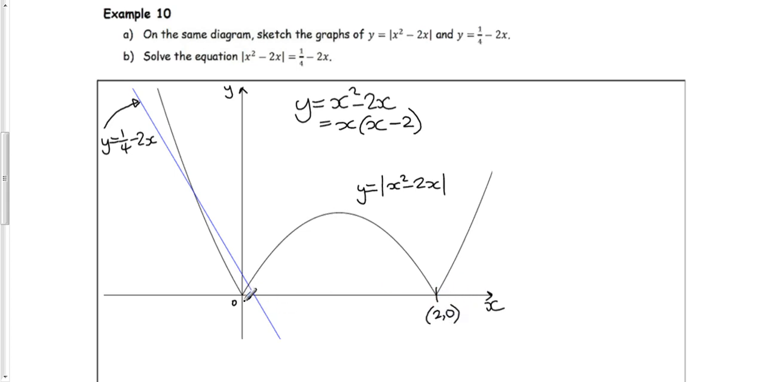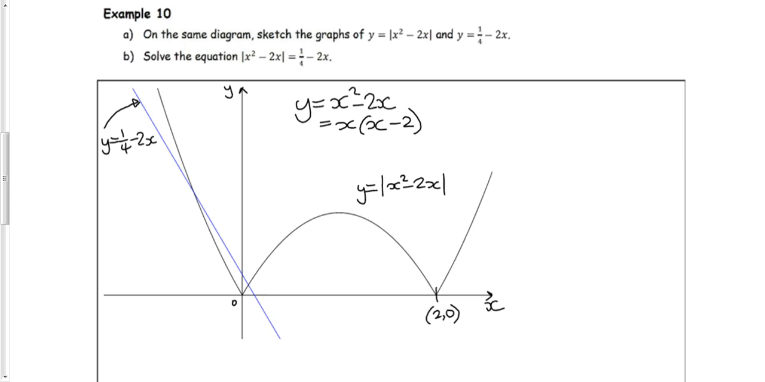Then the section of the graph which would have been below the x-axis, I'd reflect into the positive y section of the graph, ending up with this here. So on this graph, we have this, and that is the mod graph there.